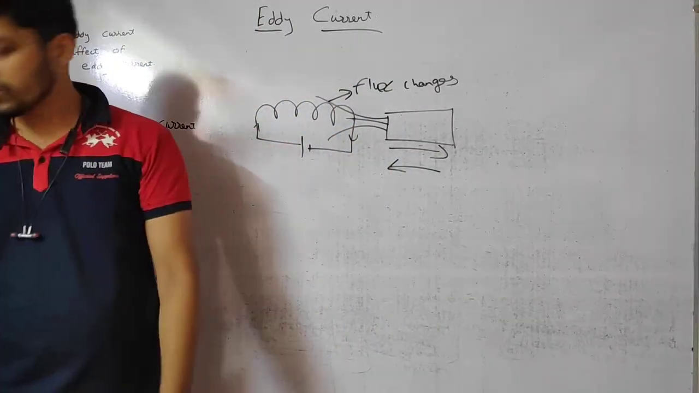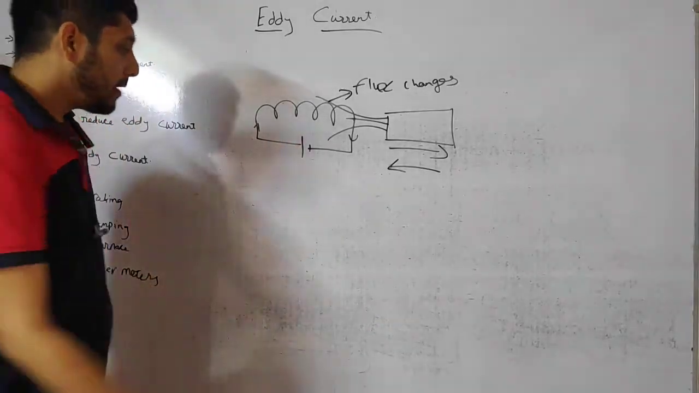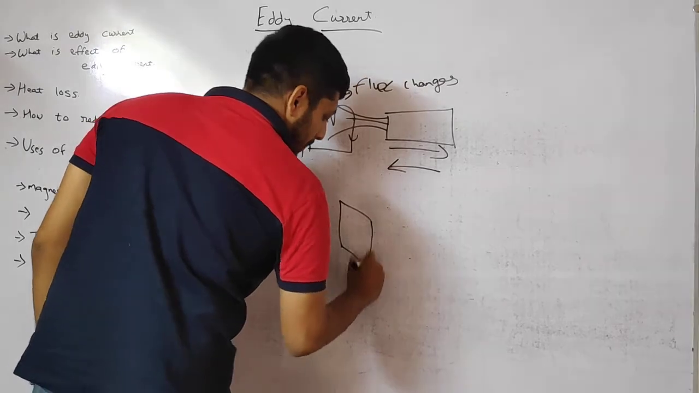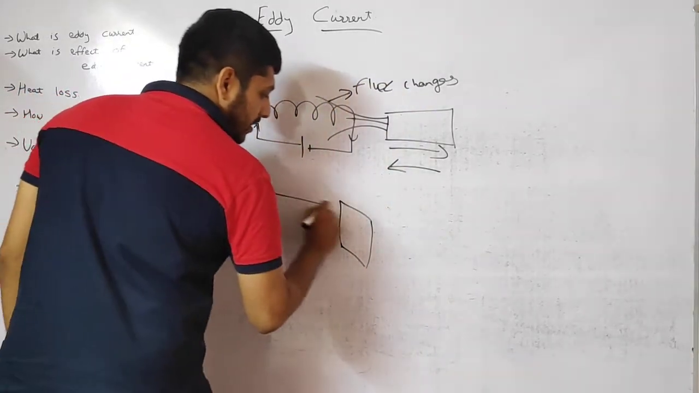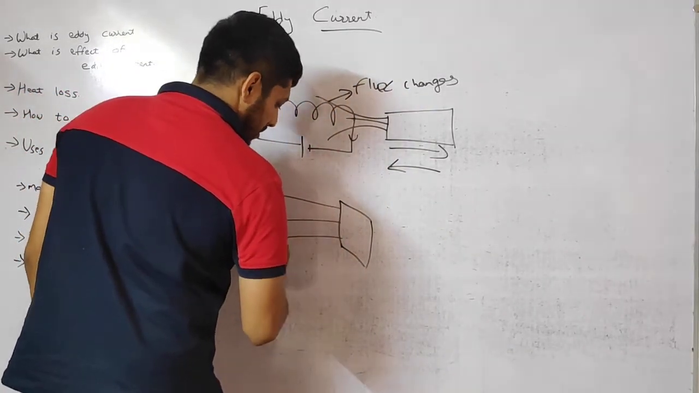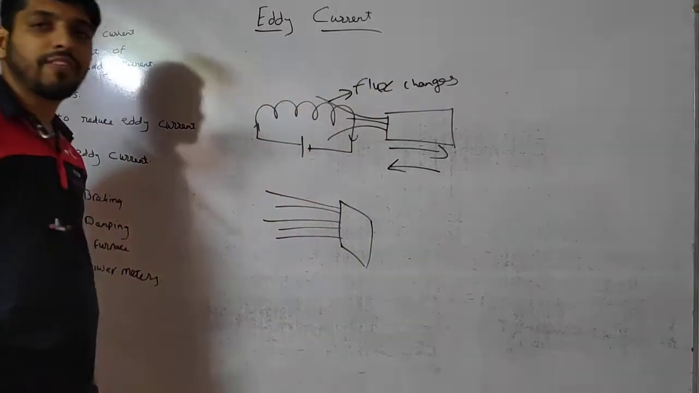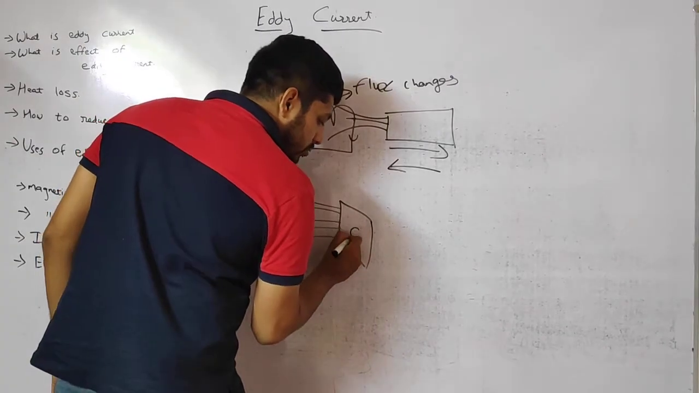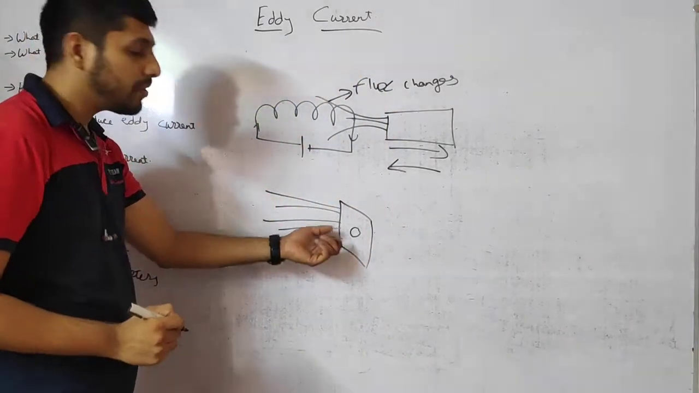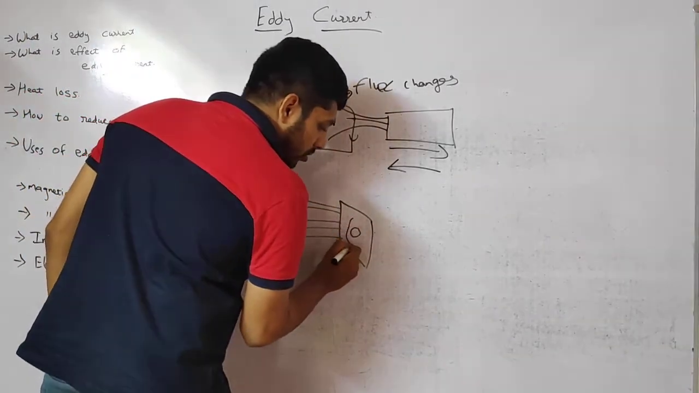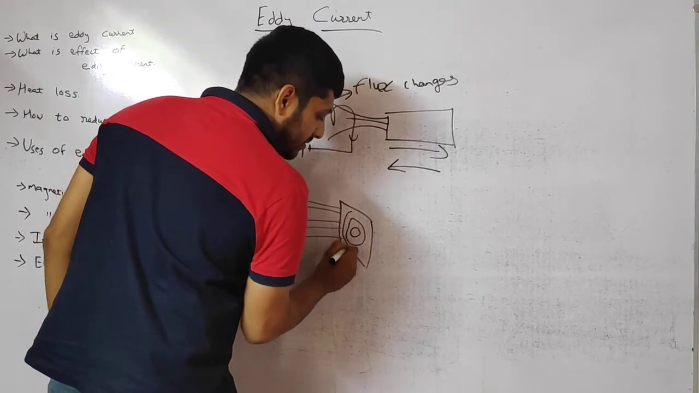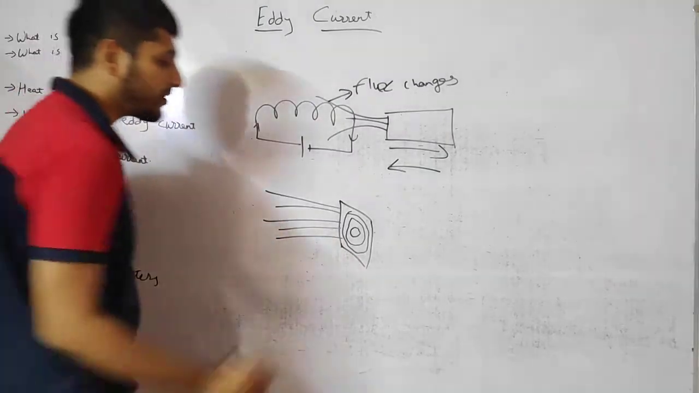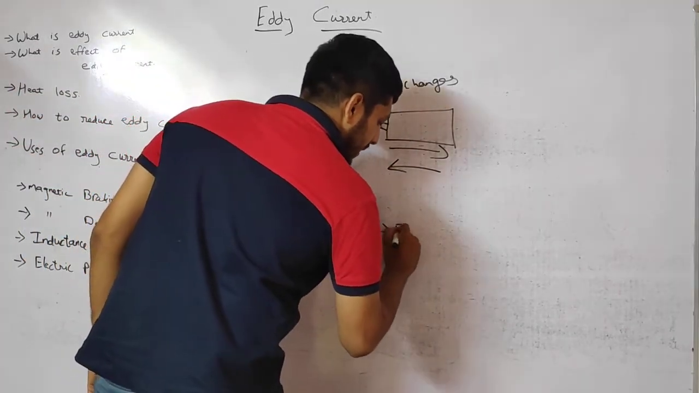Okay, so based on this formula only, suppose we have a plate instead of a coil. If this plate cuts the magnetic field lines, or there is change in magnetic field lines, then what will happen? There will also be a current induced inside it, and the current will be in the form of circles, or you can say in the form of eddies. Due to this shape of the current, it is generally known as eddy current.